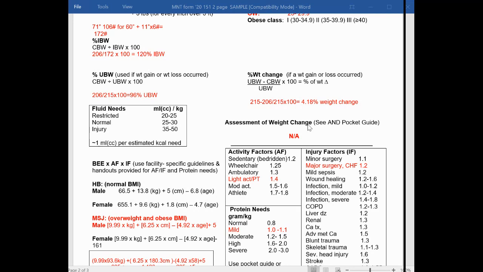Now remember, in your PowerPoint slides and in Chapter 7, we had that assessment of weight change where we could look to determine if someone had a significant or severe weight change. That's only possible to figure out if we have a timeline. And because we don't know if his usual body weight of 215 was a week ago, 3 weeks ago, a month ago, 3 months ago, 6 months ago, we can't make that assessment. So we're going to put NA here.